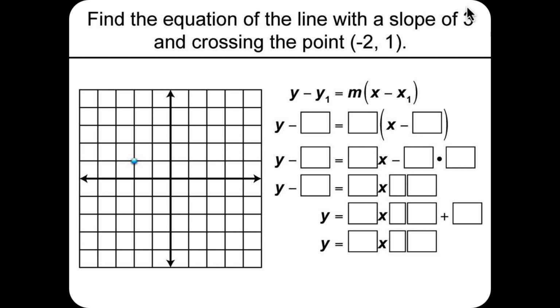m is the slope of the line, x1 is the x-coordinate, y1 is the y-coordinate. Plug these values into the point-slope form, so we get y minus 1 equals 3 times the quantity x minus -2.